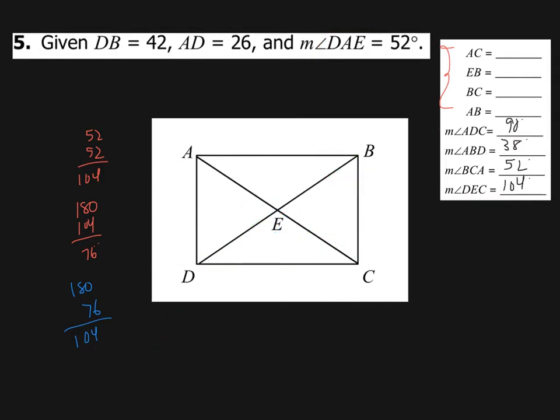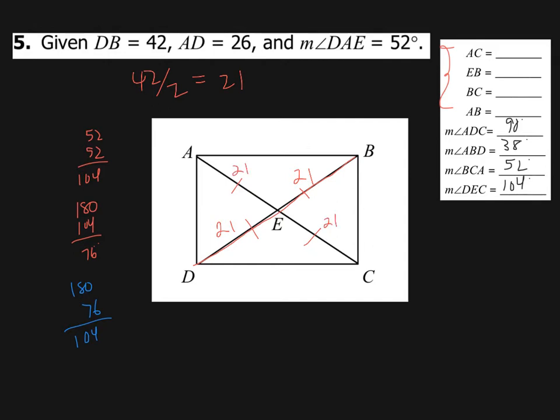So let's move on to what we've been given. First, they give me that DB is 42, so this whole diagonal is 42. Now we know that diagonals get bisected, so half of 42 is 21. So this is 21 and this is 21. And because the diagonals bisect each other and they're also congruent, this is 21 and this is 21.